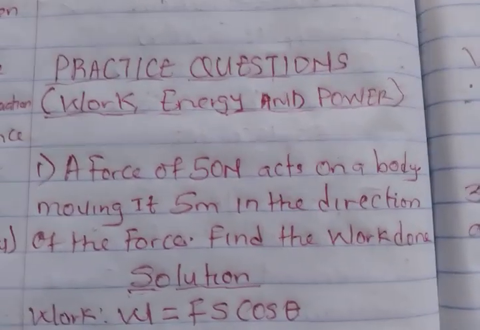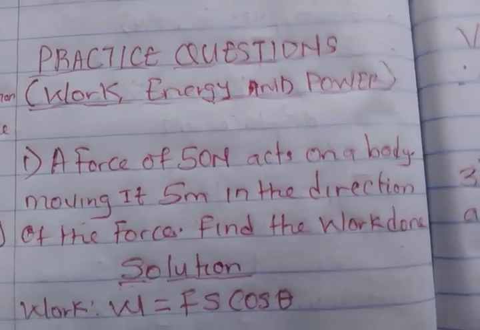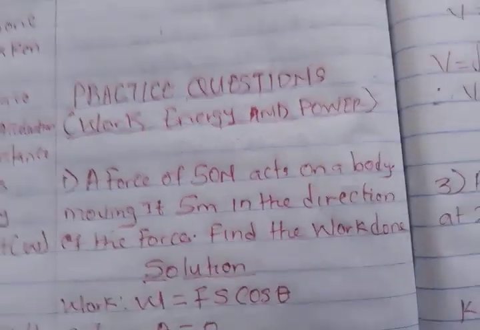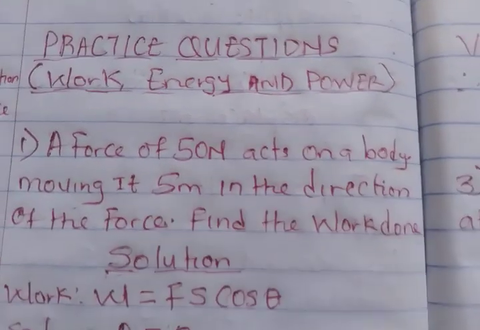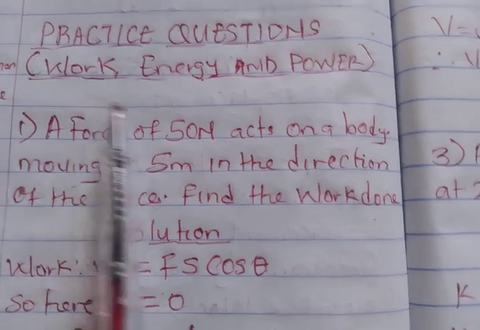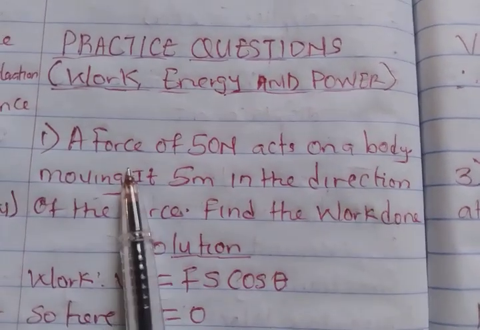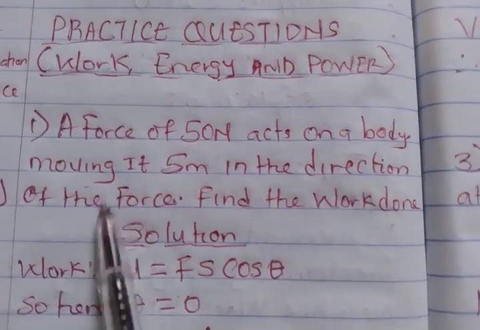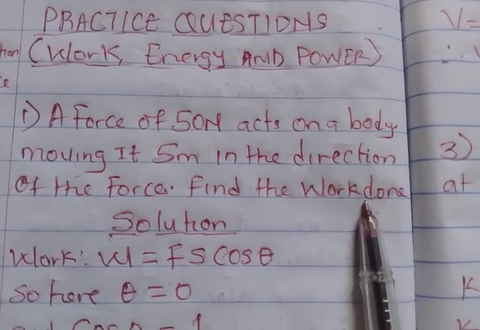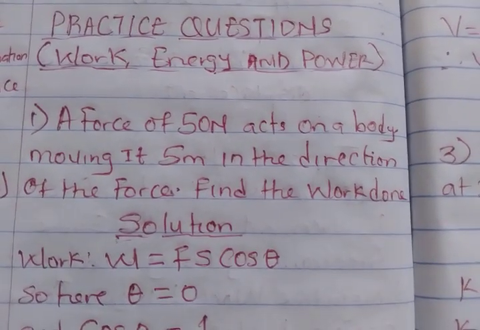Okay, first question. A force of 50 Newton acts on a body, moving it 5 meters in the direction of the force. Find the work done. We already know that in the direction of the force, that means it's a positive work. So find the force work.